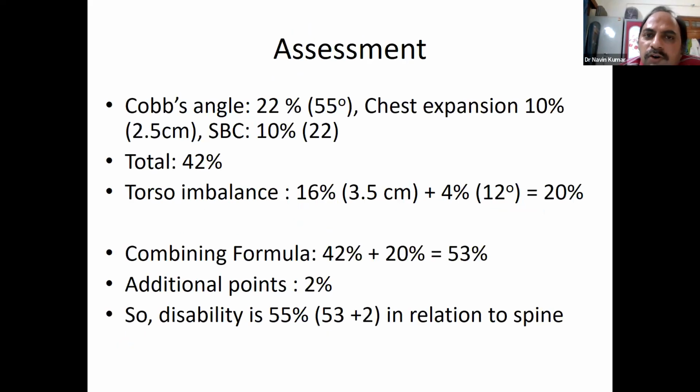Since Cobb angle is 55 degrees, it is 22%. Chest expansion is 10 for 2.5 centimeter. Single breath count is again 10% for 22. So this becomes total 42, and torso imbalance is 16 plus this 3.5 centimeter and 4% to 20%. And we again apply this combining formula, 42 plus 20, we get 53%. And additional point for mild disfigurement, 2%. So total disability will be 55% in relation to spine.